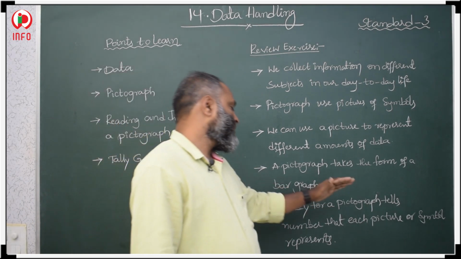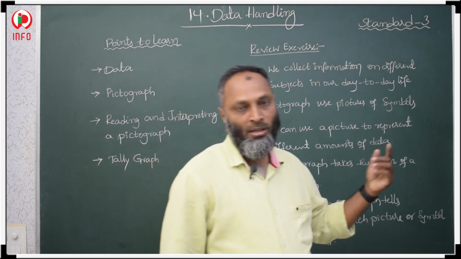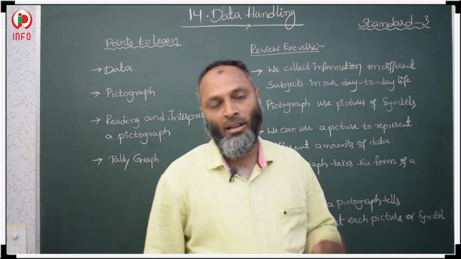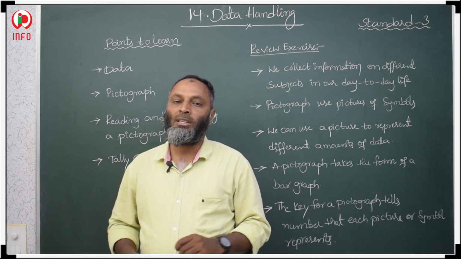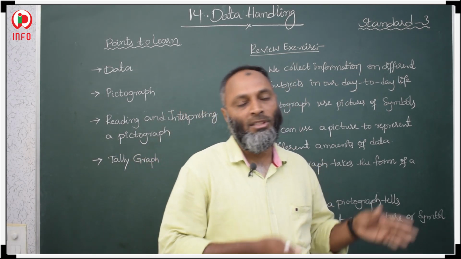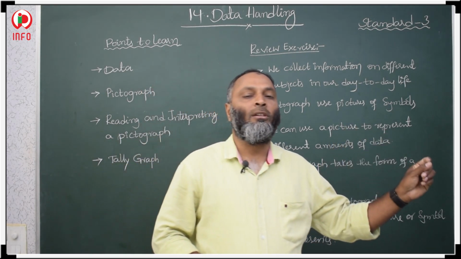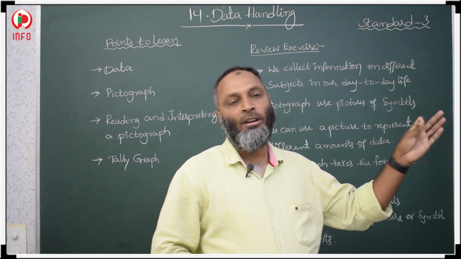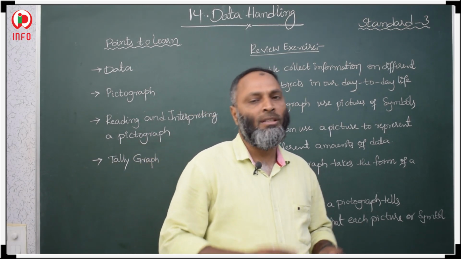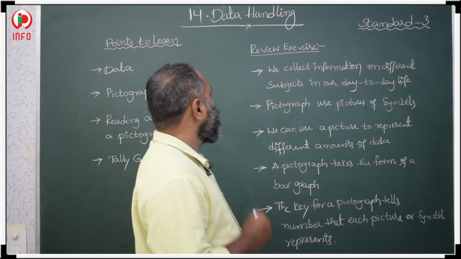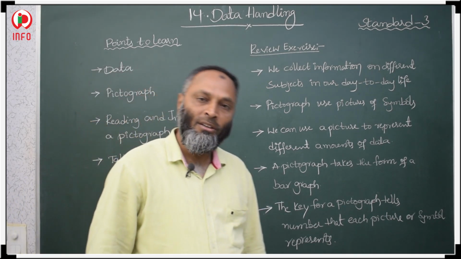The key of the pictograph tells the number that each picture or symbol represents. Each picture means each book. For example, as I just explained, one book is equal to 10 books. So that is the key. The key tells how many of the particular item each picture represents. Okay, so this is the brief introduction about data handling: what is data, what is a pictograph, and the pictograph explanation.